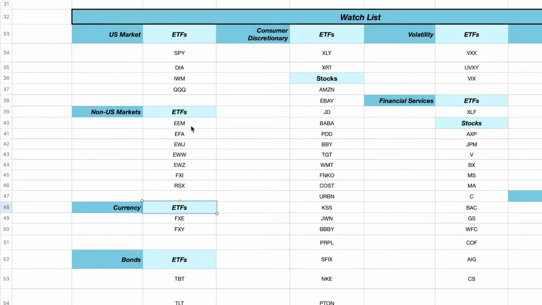So in case of the S&P 500, you can use SPY. That's a great ETF to trade. DIA is an ETF for the Dow. IWM is an ETF for the Russell 2000 index. And QQQ is an ETF for the NASDAQ. So you should definitely have these products in your watch list as well.